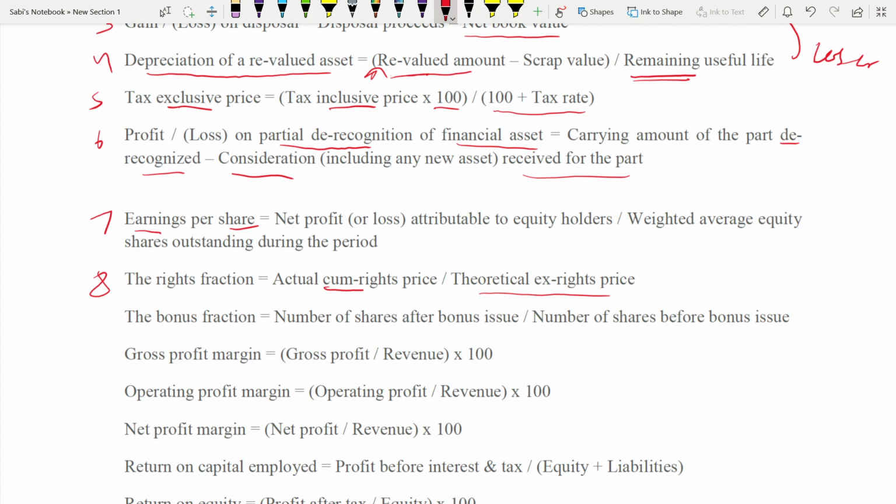The bonus fraction, this is when you're doing a bonus issue. Number of shares after bonus issue divided by number of shares before bonus issue. So after divided by before.